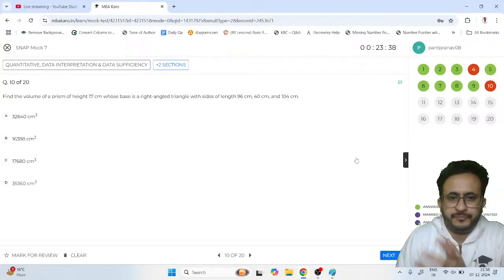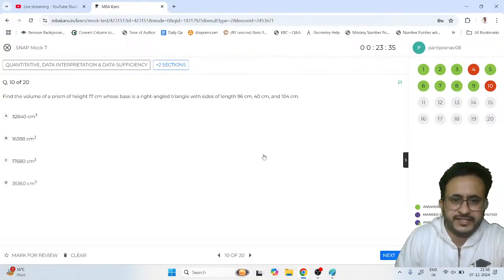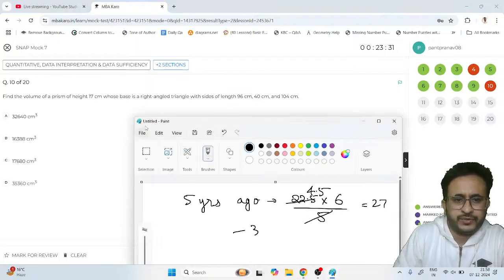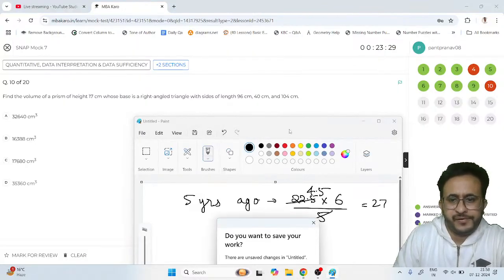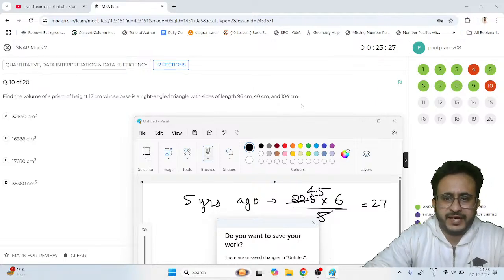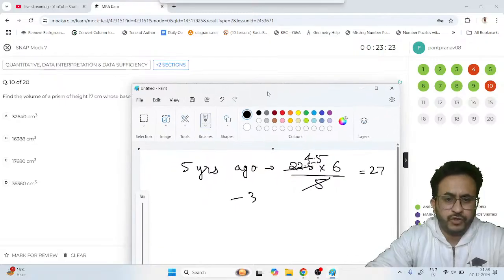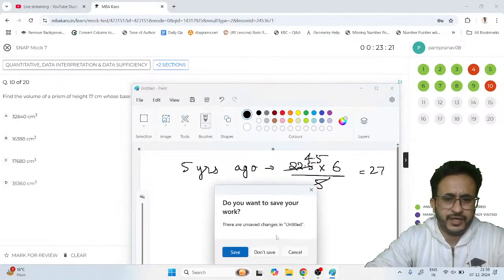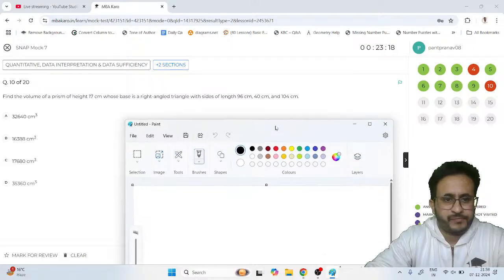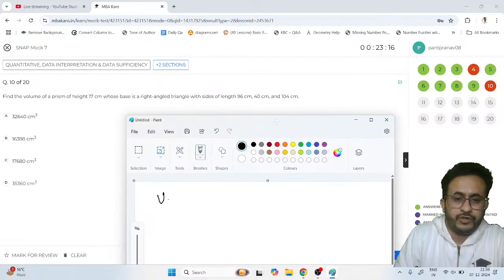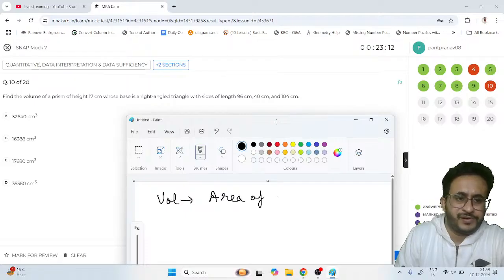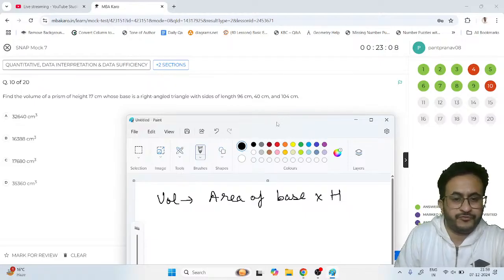Find the volume of a prism whose base is a right angle triangle and sides are of this length. So we have the base as a right angle triangle. We have to find the volume, which is area of base into height. That is the volume of a prism.